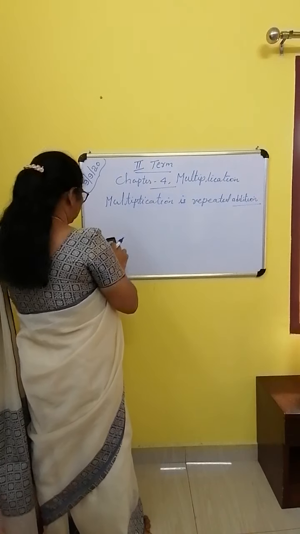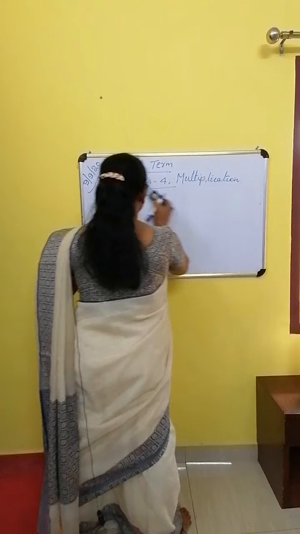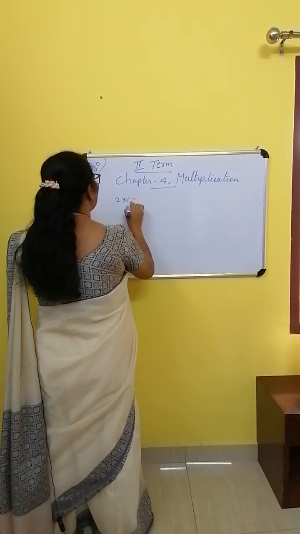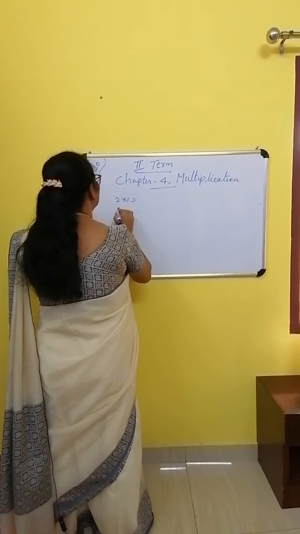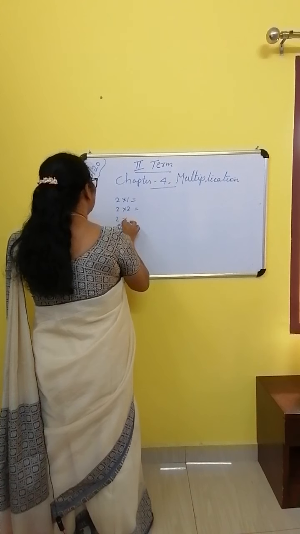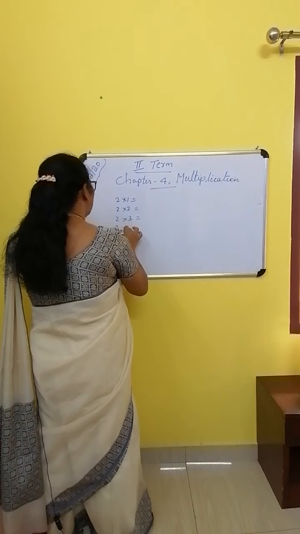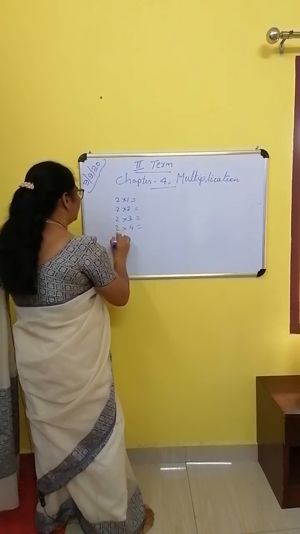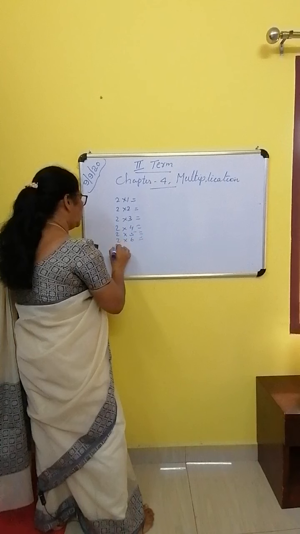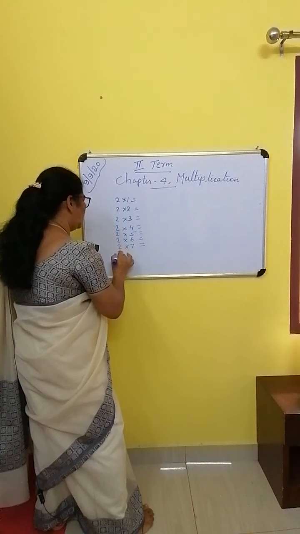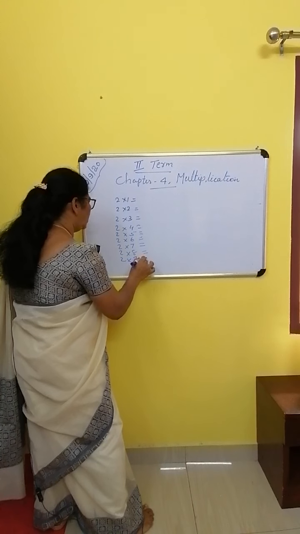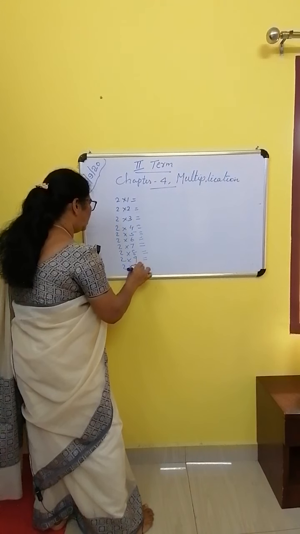Now let us study multiplication tables. How to read? Here, 2 into 1 equal, 2 into 2 equal, 2 into 3 equal, 2 into 4 equal, 2 into 5 equal, 2 into 6 equal, 2 into 7 equal, 2 into 8 equal, 2 into 9 equal, 2 into 10 equal.